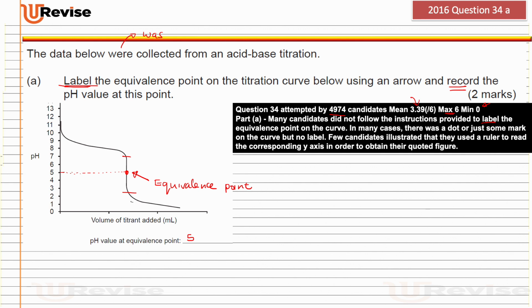According to the marking guide, there was an allowance of 4.8 plus or minus 0.5. Some of my students ask me, how did they get 0.5? Because the limit of measurement on the pH scale is 1, and the uncertainty that you put here is always half the limit of measurement, which is 0.5.